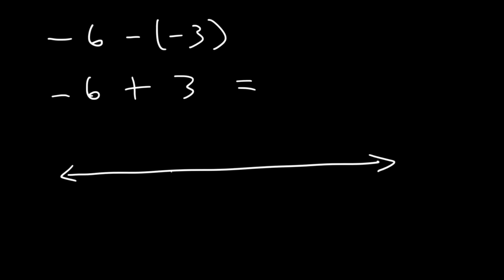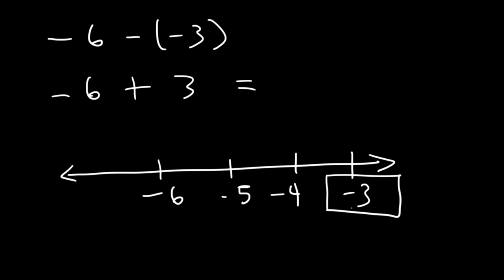Now what about this one? Negative 6 minus negative 3. If you were to see something that looks like that, what would you do? Whenever you have two negative signs right next to each other, it's equivalent to a positive sign. When you multiply negative by negative, it's equal to a positive number. So we're looking for negative 6 plus 3. So if we're adding, we need to travel to the right. 1, 2, 3. This is negative 5, negative 4, negative 3. And so negative 6 plus 3 is negative 3.